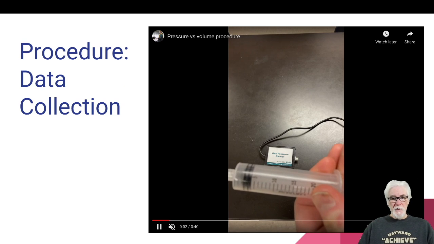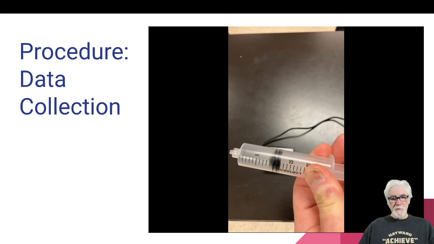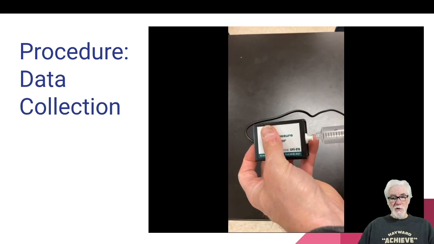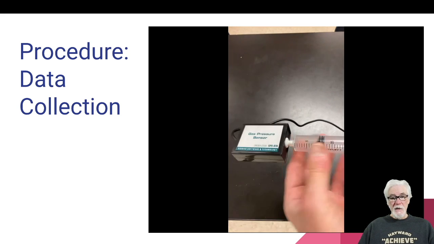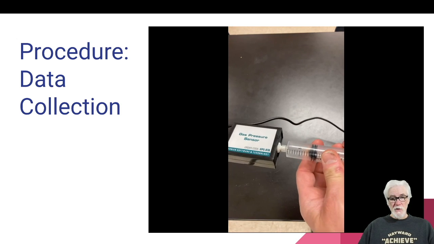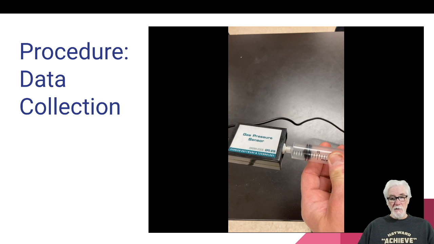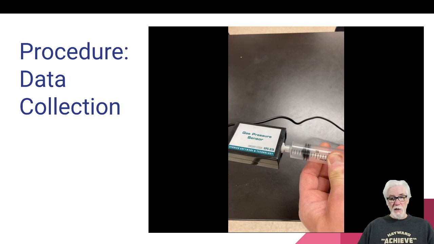Here's how we'll actually go about it. We'll draw in some amount of air. It really doesn't matter how much. Get some particles in there. Then we'll seal the syringe onto the pressure sensor, and after that we will never take it off. This ensures that the number of particles doesn't change. Then we can change the volume, take a pressure reading, change the volume again, take another pressure reading, change the volume again, take another pressure reading.